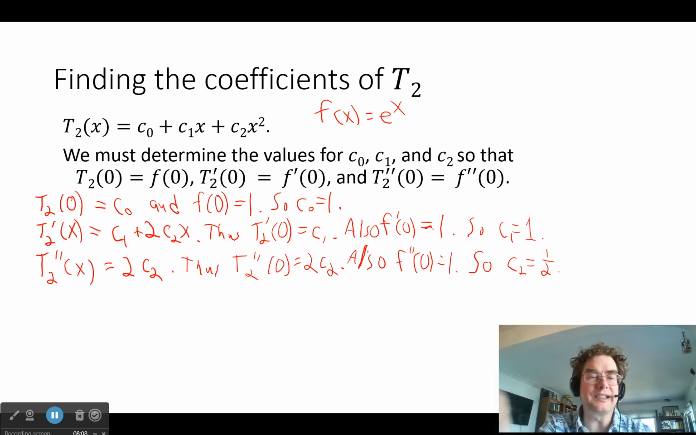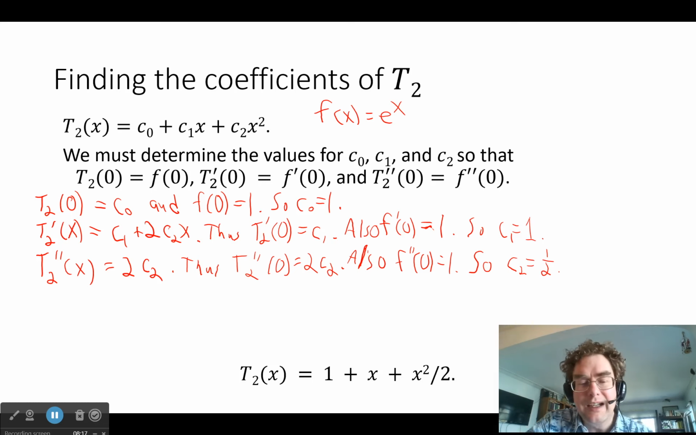We can now fill in the coefficients that we found into our general form degree 2 Taylor polynomial, and find that for our base E exponential function, T2 of x is equal to 1 plus x plus x squared over 2. Awesome. So now this should also be curving the same way that the exponential function does right at x equals 0.